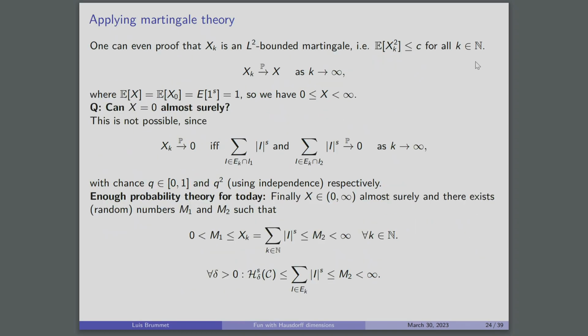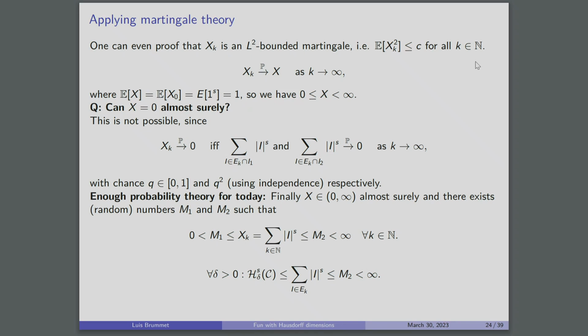Let's see. So basically, you can go even further, and it is an exercise given in Falconer's book that this is an L2 bounded martingale. So you have this uniform bound, and we know by some probability theory this converges in probability to the X as k goes to infinity, and you even know the expected value of this. The problem is it still could be that this X_k converges to 0.